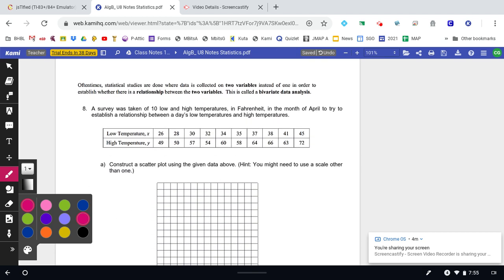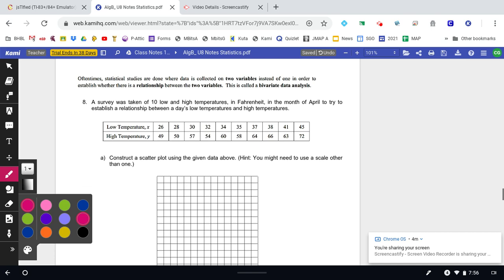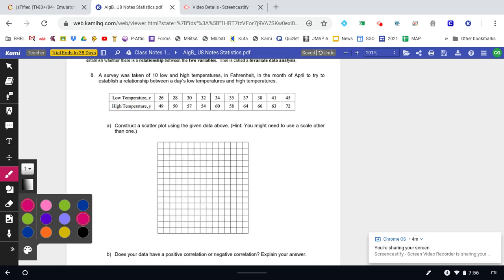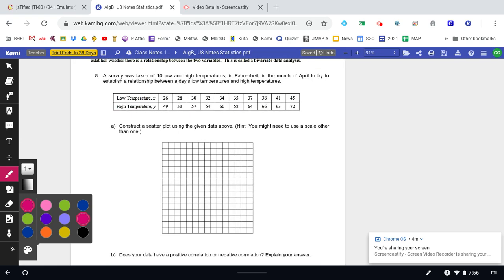All right, so let's see. This time we're gonna take this data, instead of just finding the correlation, we're going to make a scatter plot. All right, so in our scatter plot, we know our low temperatures and our high temperatures. And we want to know in the month of April to try to see if there's a relationship between the day's low and high temperatures. All right, so we're going to start by drawing a set of axes. We have our X, we have our Y.